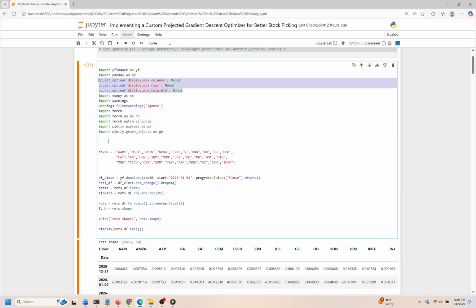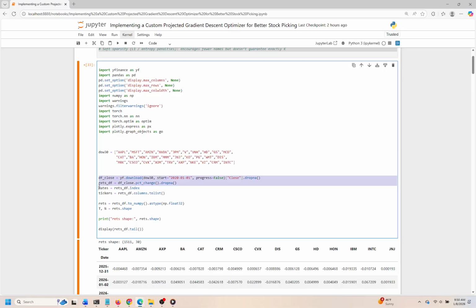This is particularly useful because financial datasets can sometimes be extensive, and seeing everything at once can help in our understanding. Next, we define our list of Dow 30 companies. These tickers represent some of the largest and most prominent firms in the US economy, which makes them ideal for our analysis. Once we have our list, we use yFinance to download the closing prices starting from January 1st, 2020. The data is filtered to retain just the close prices, and any rows with missing data are discarded.